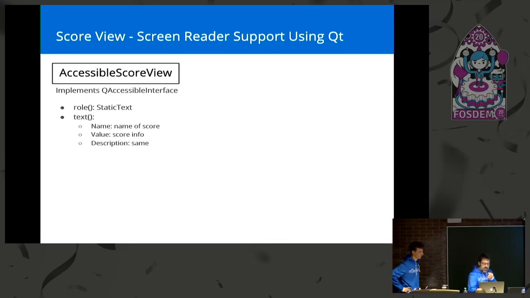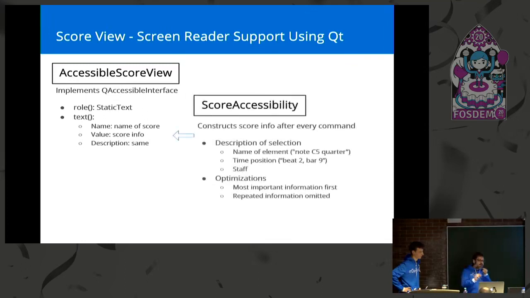And so what that might look like is at the end of every command, when I hit that right arrow key and the note moved, at the end of every navigation command, every edit command, we run something that will calculate what to give to the screen reader. And it's basically a description of the selected element, its time position, you know, what beat and measure it's on, and what staff it's on. But we also optimize this for the screen reader. The raw form is in the status bar, but for the screen reader, we optimize it so the most important information is first.